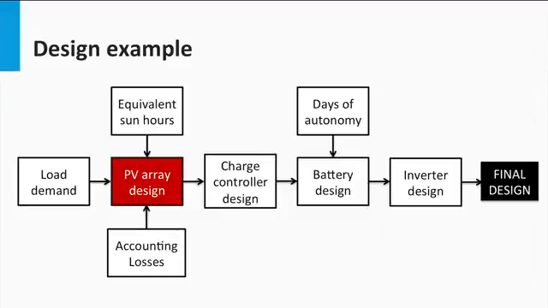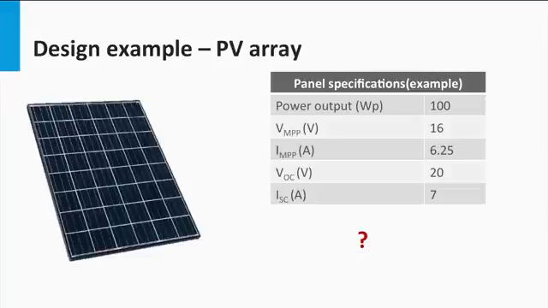Knowing the load demanded at the PV output and the equivalent sun hours, we must now estimate the rated PV power required in the PV system. We have been given a particular type of PV panel that has the electrical parameters as shown. The panel is rated at 100 watt peak.